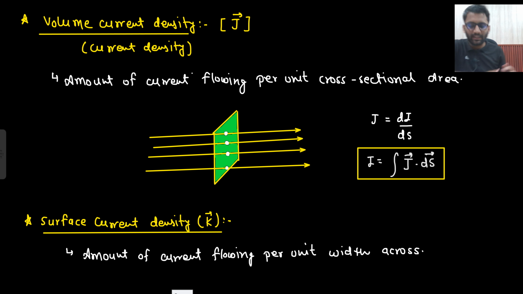What do you mean by surface current density? For surface current density, I will take an example. I hope you must have understood volume current density. This volume current density is how much current is passing through the surface. Now, what is surface current density?